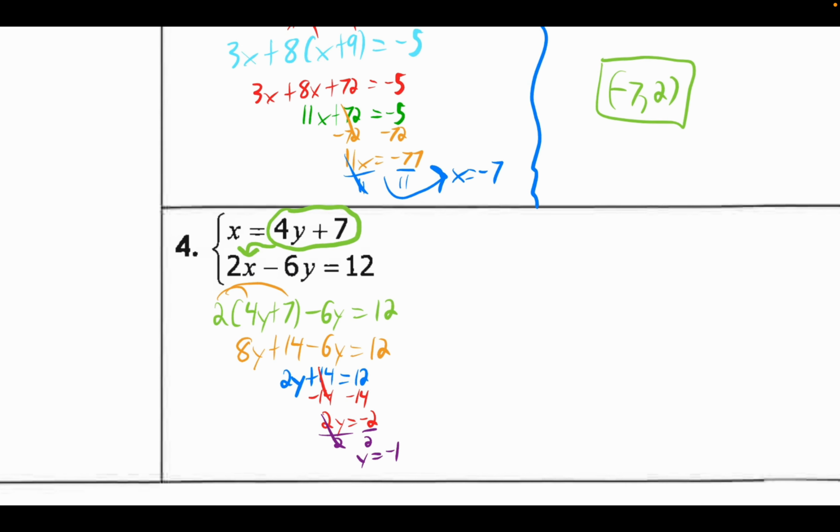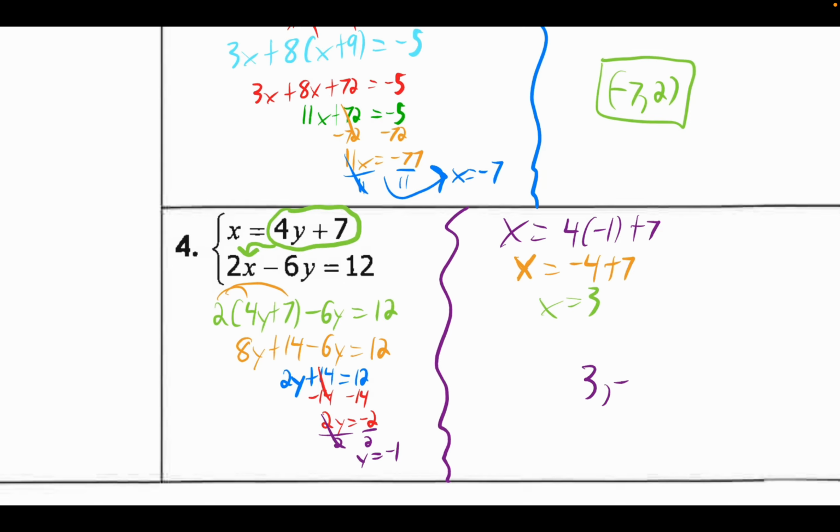So now, since I solved for y first this time, when I plug it back into one of my original equations, I'm going to be trying to find what x is. That is my other variable this time. And I'm going to pick my top equation personally. Either equation could be picked, but the top equation is going to be easier for me because x is already solved for. And so x equals 4 times -1 plus 7. 4 times -1 is -4. And -4 plus 7 is 3. And that makes my ordered pair 3, -1.